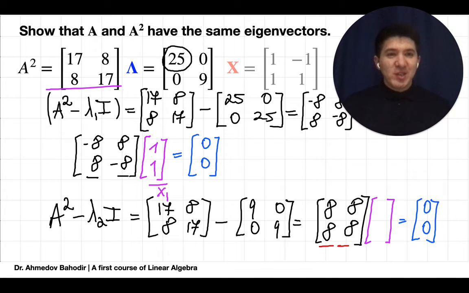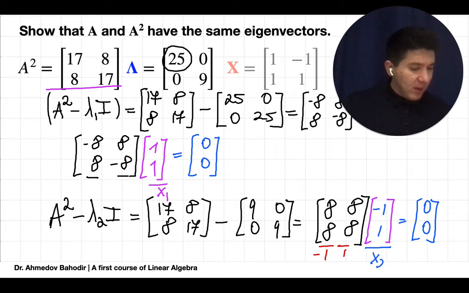Since both of these columns are the same, you just need to multiply the first column by minus 1, for example, and the second by 1. Just subtract the first column from the second. If you multiply the first column by minus 1 and the second column by 1 and add them, you get exactly 0 and 0. So the second eigenvector is going to be minus 1 and 1.